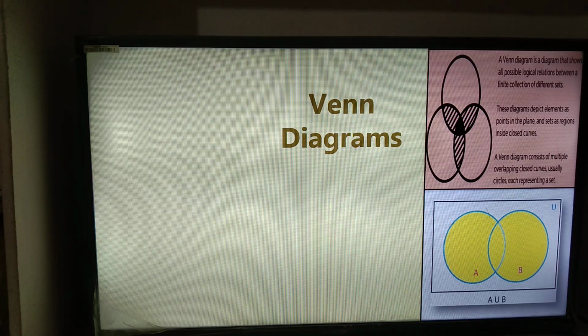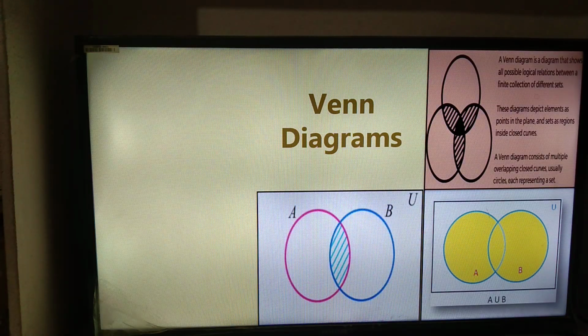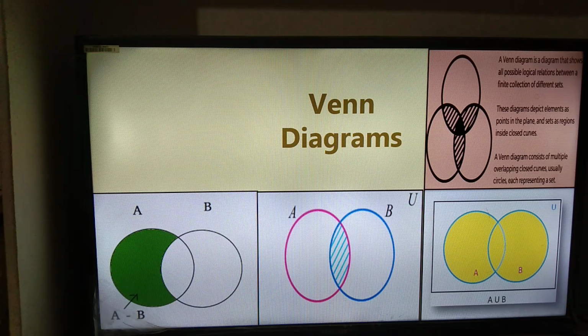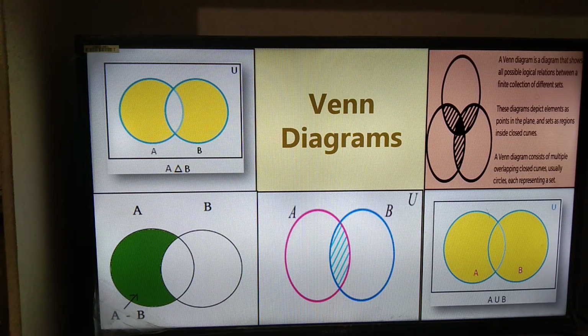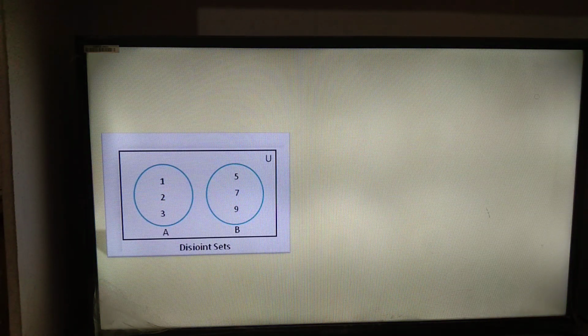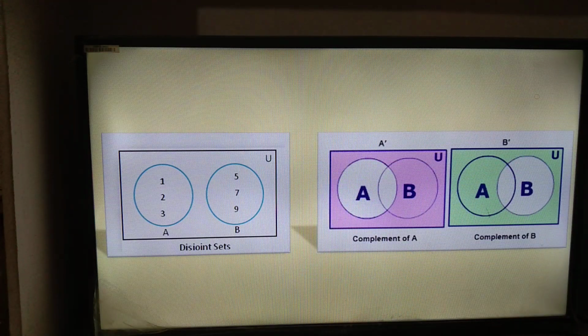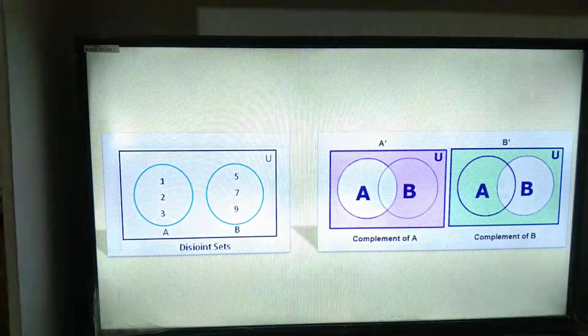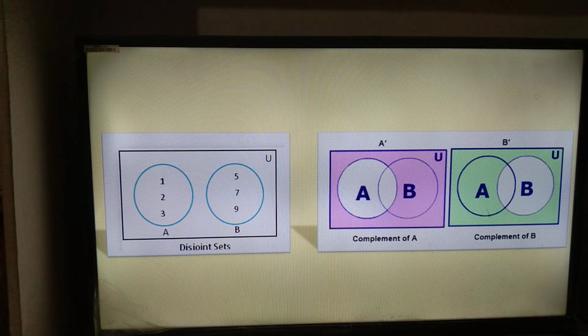You can see here set A union B and set A intersection B, the set difference of A and B, A minus B, and A delta B. So these are the Venn diagrams. Now you can also see disjoint sets, which do not contain any common elements. Complement of A we call A dash, complement of B we call B dash. So these are the basic things about sets, children. This is a very quick glance introduction about sets.